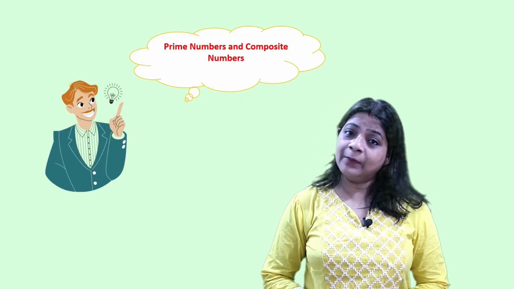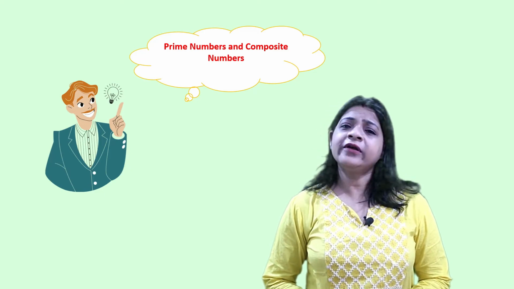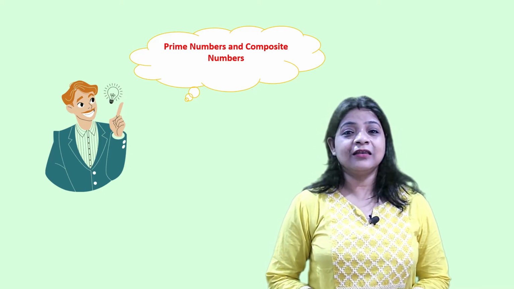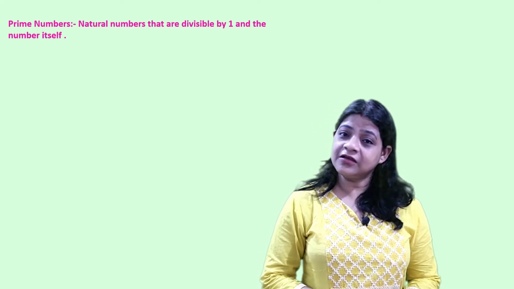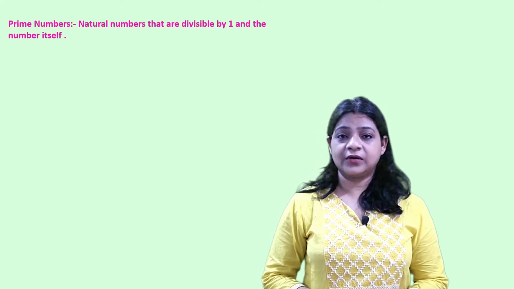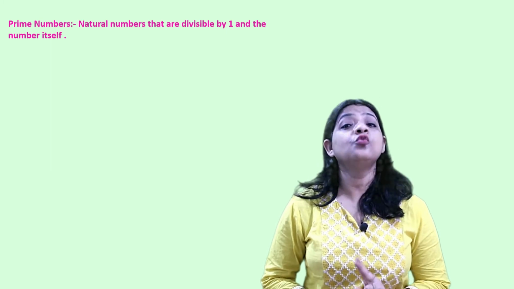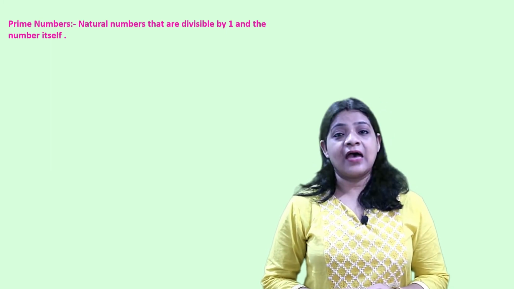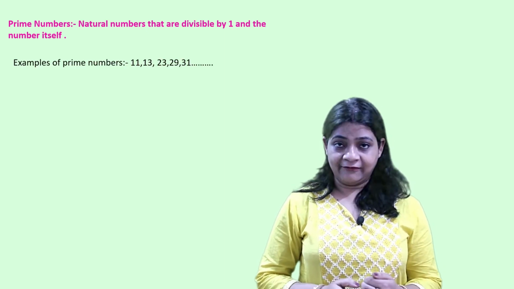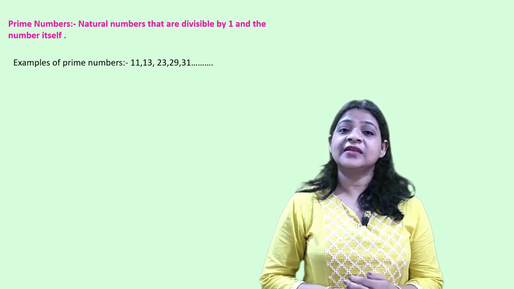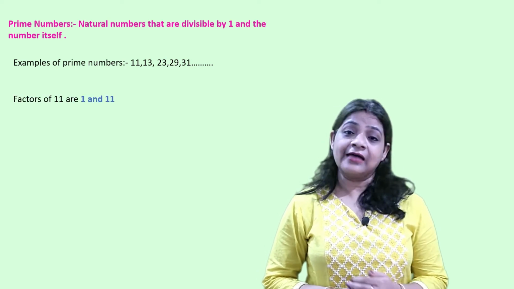Before understanding the Fundamental Theorem of Arithmetic, you should know what prime numbers and composite numbers are, which I am sure you have already studied in your lower classes. Prime numbers are those natural numbers which are divisible by 1 and the number itself. That is, they have only two factors, 1 and the number. Let's take some examples of prime numbers like 11, 13, 23, 29 and 31.